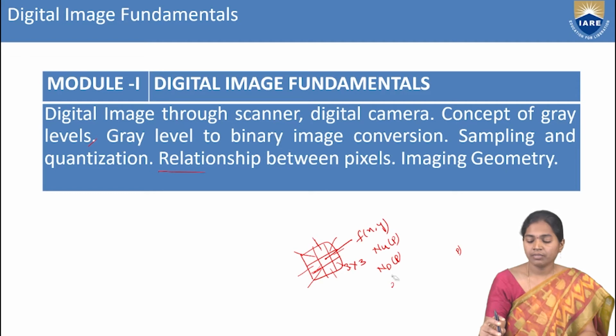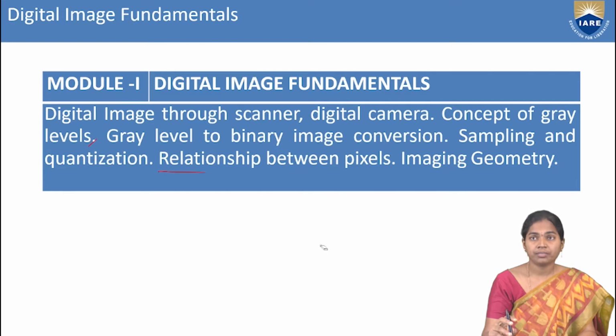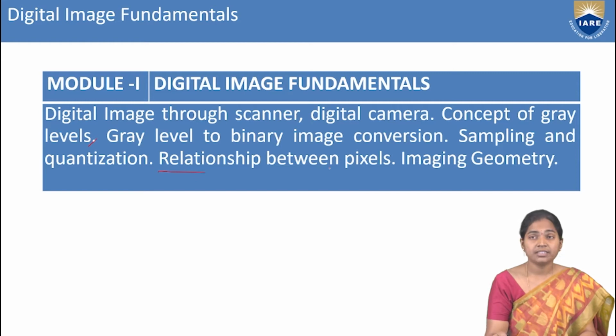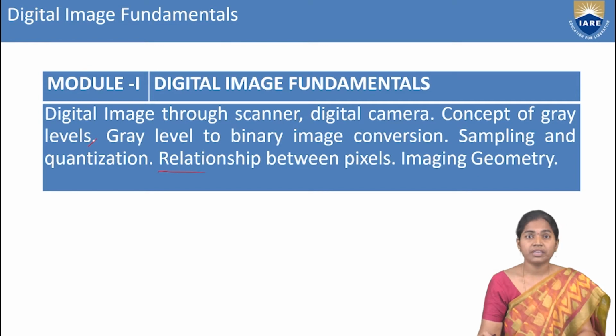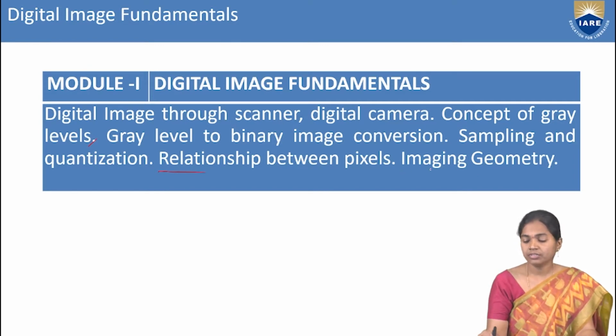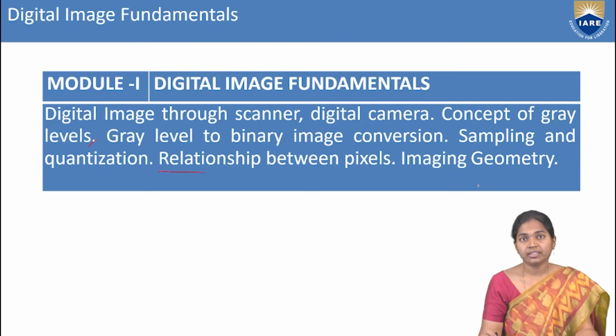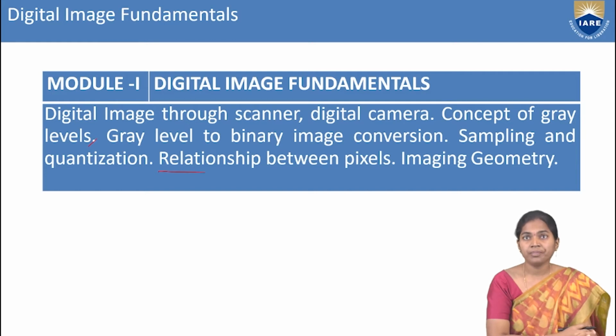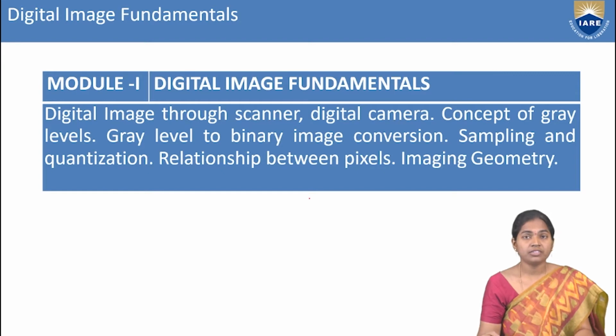In this relation, we study 4 adjacency, 8 adjacency, how to find the path, how to find the connectivity, and the boundaries of an image. Then there is imaging geometry: how it works for 2D and 3D images, what the coordinate system is, and how to capture the image if we connect a camera, using this coordinate system. These are the topics involved in our module 1, digital image fundamentals.